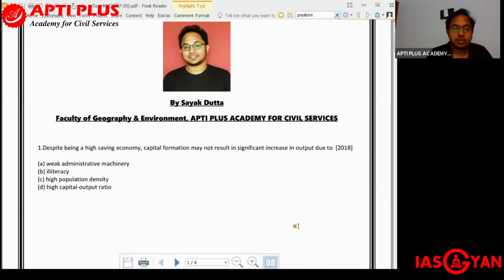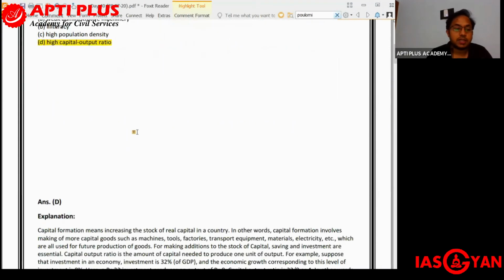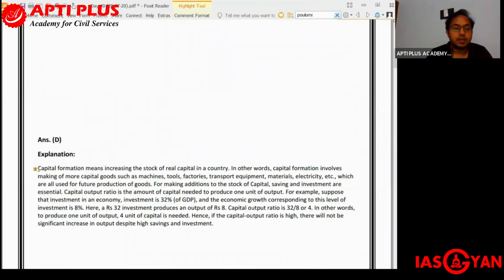So let us look at the answer for this. So 1B is the right answer, that is high capital to output ratio. What does that imply? Let us understand. Capital formation means increasing the stock of real capital in a country. In other words, capital formation involves making of more capital goods such as machines, tools, factories, transport equipments, materials, electricity, etc., which are all used for future production of goods.